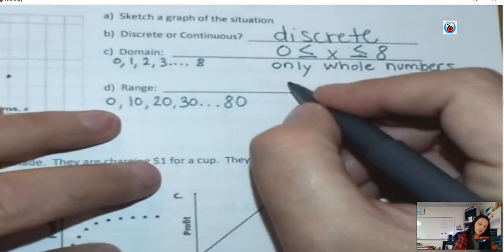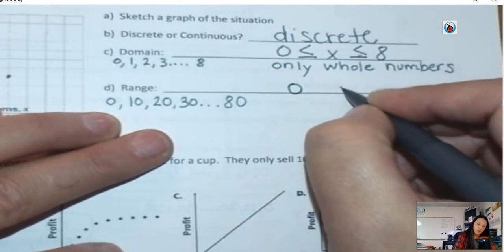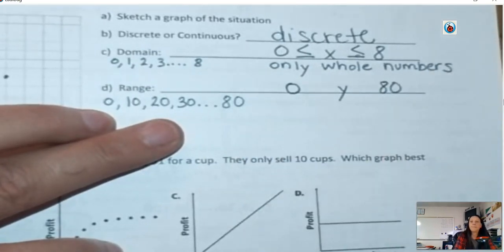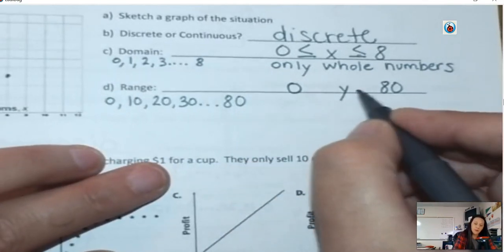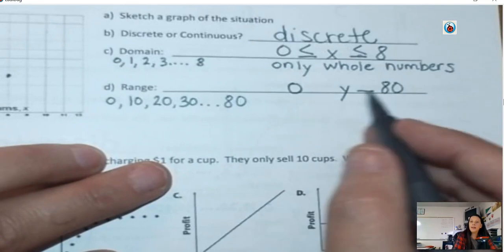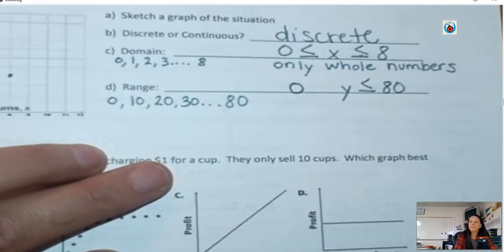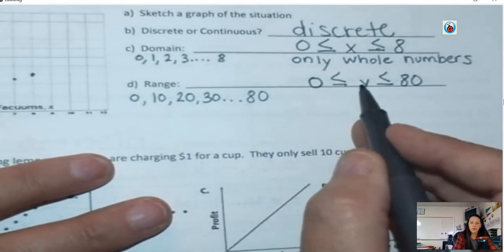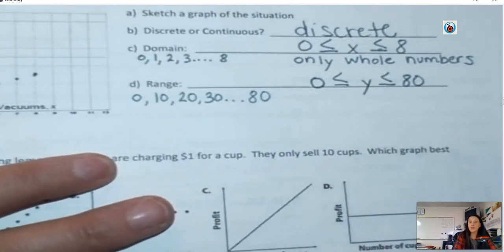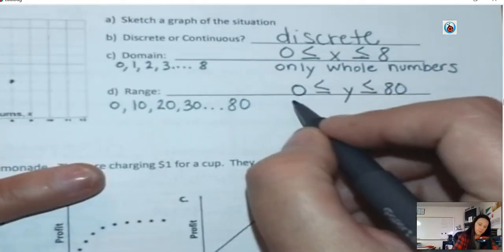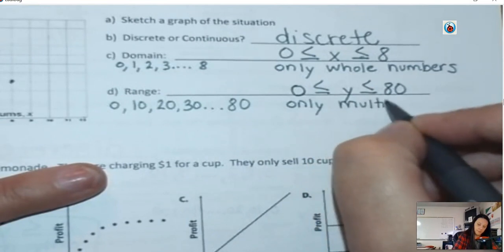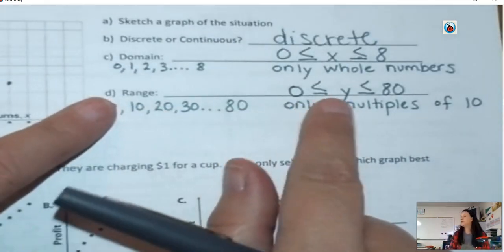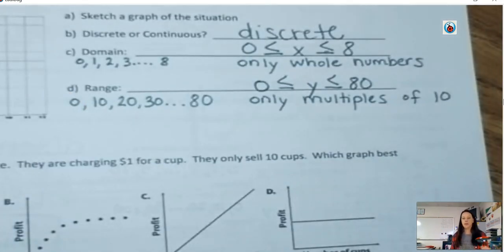Okay, for the range, we put the smallest number first. Then we'll put our variable. Here we're going to use a y. The largest y value that's used is 80. 80 was used, so it gets part of an equal sign. So y can be 80, and then y was anything less than 80. Y was 0, so it gets part of an equal sign, and then y was greater than 0. So the greater than part is facing the 0. It's not all numbers, though. It's only multiples of 10. So the range is 0 is less than or equal to y, which is less than or equal to 80. Only multiples of 10.